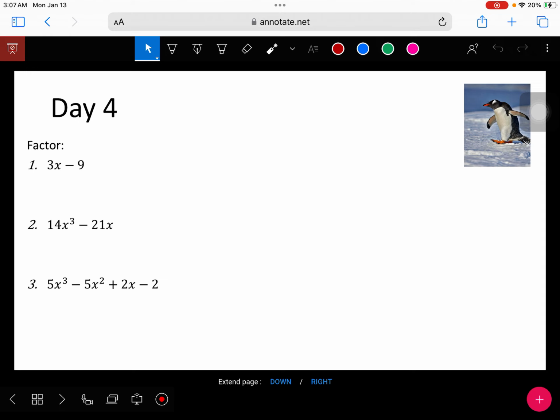We are still factoring, and in order to factor, we need to go through our paces, meaning there are certain steps that we need to take. So the first step again is 1, to look for a greatest common factor. 2, difference of squares, which we'll talk about Thursday. And 3 is Xbox, and that Xbox only works for trinomials. Okay, so with those in mind, let's start with our first one.